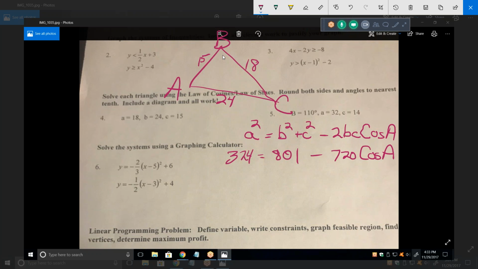Now do you subtract the 801 from both sides? Correct. What's that give you? So on the left side, it would be negative 477 equals minus 720 cosine A. Just want to make sure you didn't drop that negative sign. Okay. Now what?